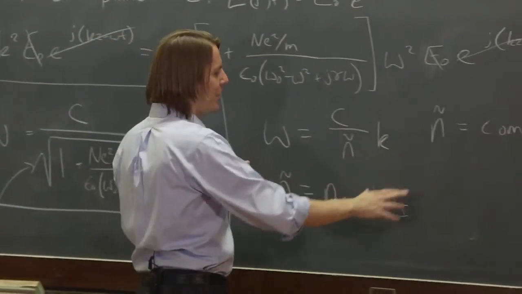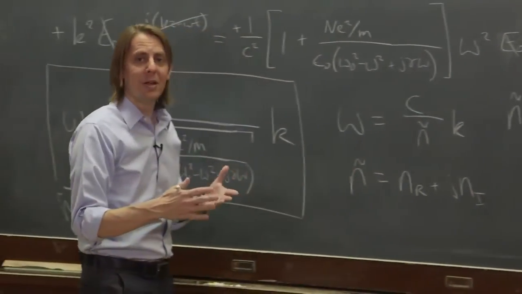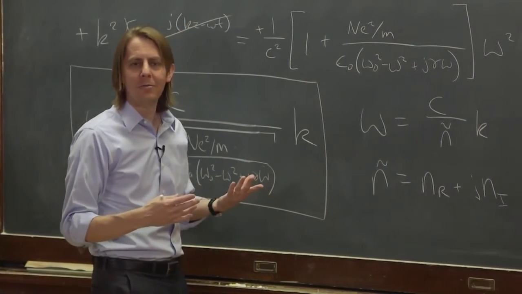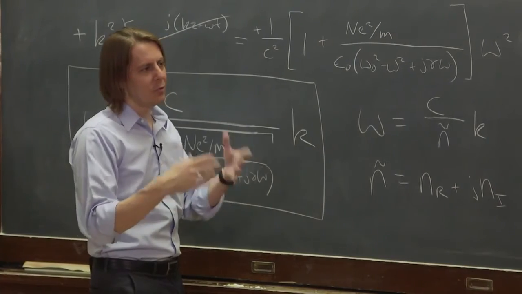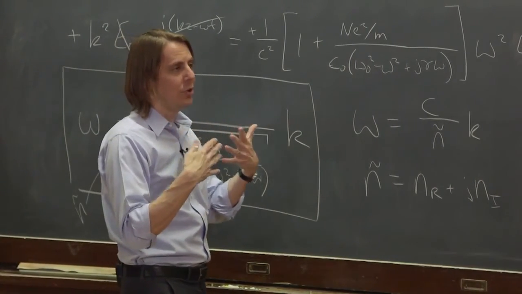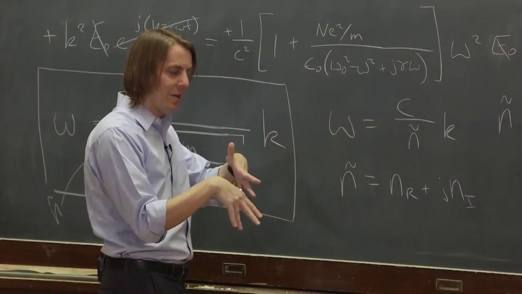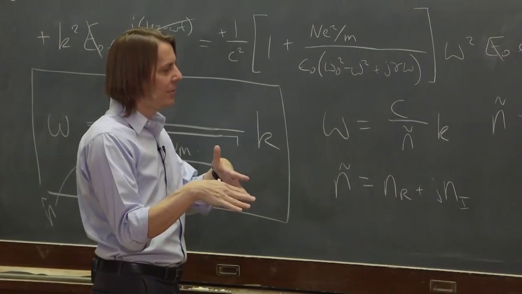This index of refraction you may be familiar with. You've heard that term before. You may be familiar with it as, you know, the index of refraction of glass is 1.5. Of water, it's 1.3. It's what makes light slow down when it enters a medium. It's what causes light to refract and bend as it enters a medium. We'll be talking about that later.